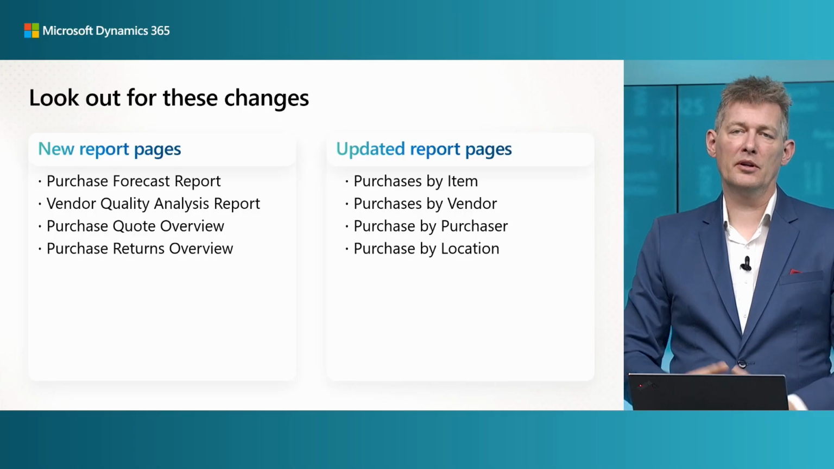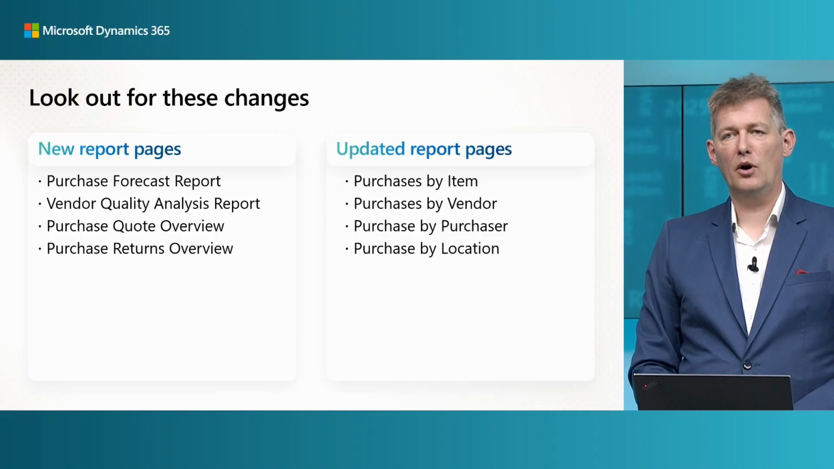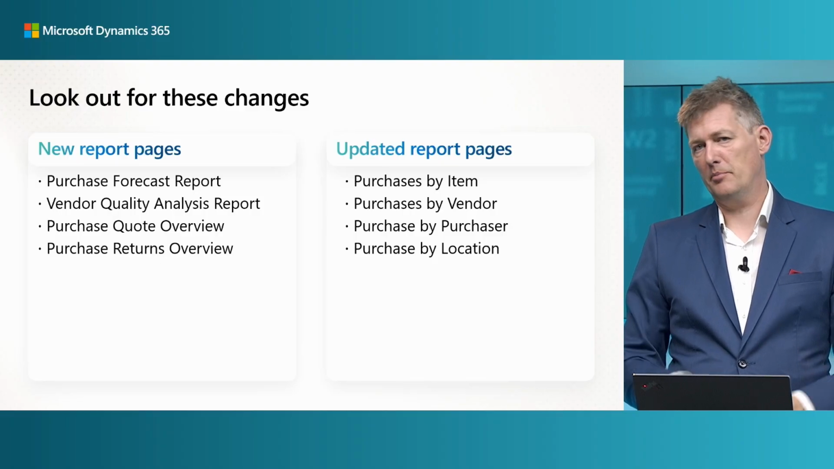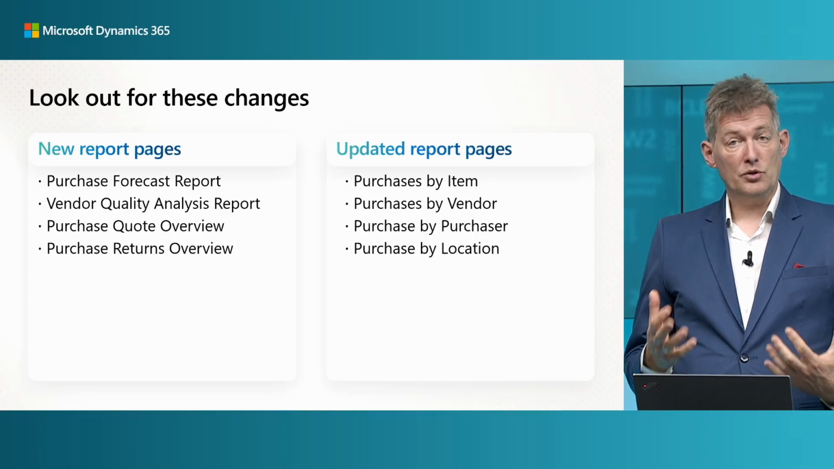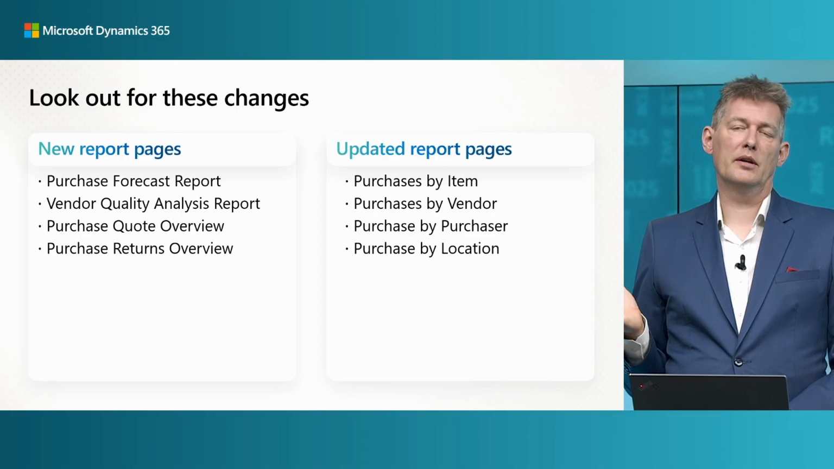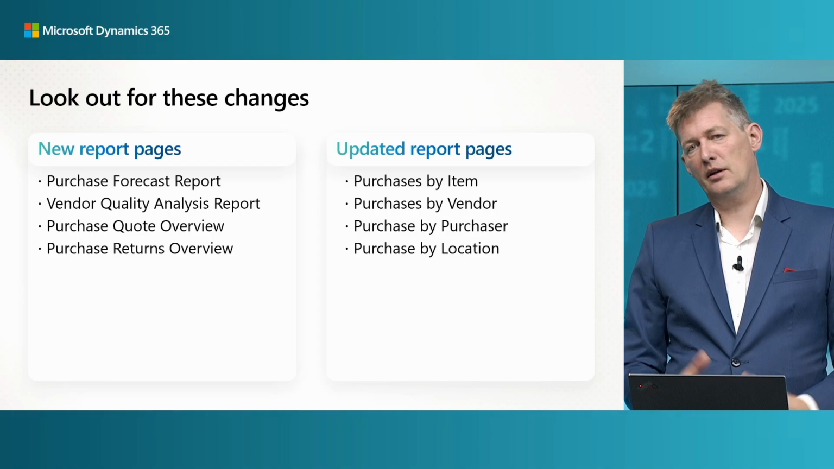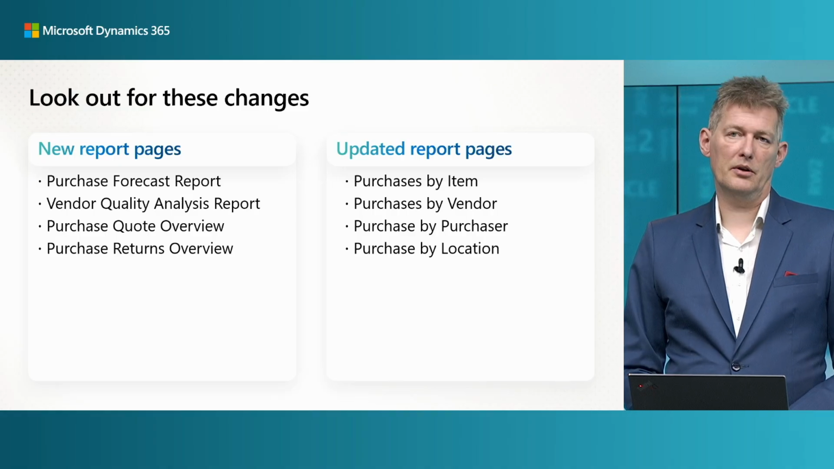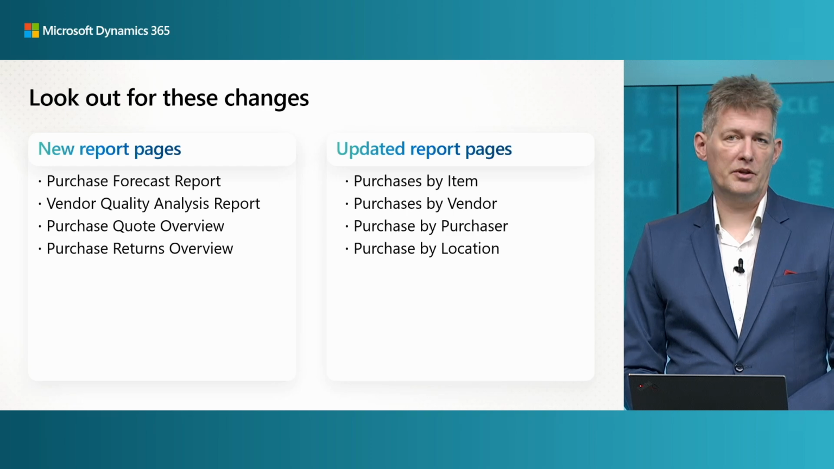So I know that it was a lot to consume. We have 4 new report pages, 4 updated pages in the purchasing app. The purchasing app was the one thing that got the most love in this release wave in analytics. So when you go and update or install the app, go look for these changes, think about some of these scenarios I talked about, and see how you can help your business reduce your risk.